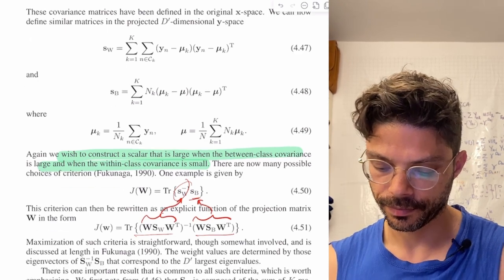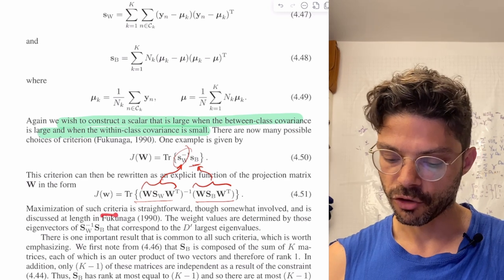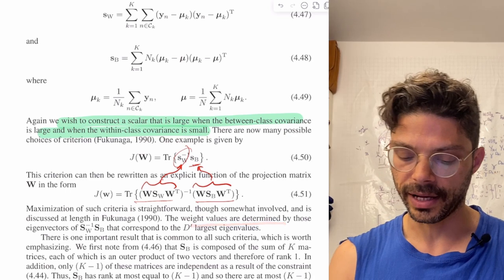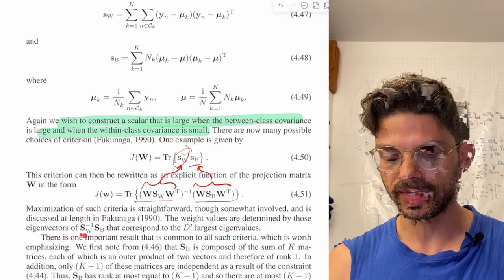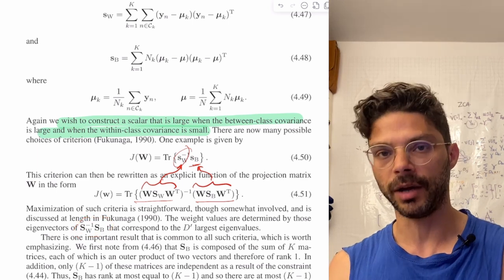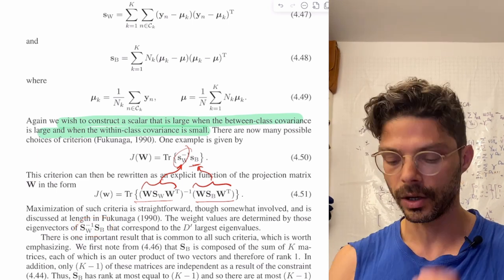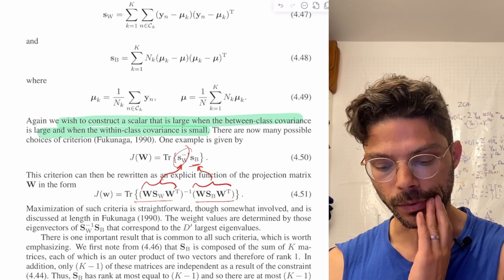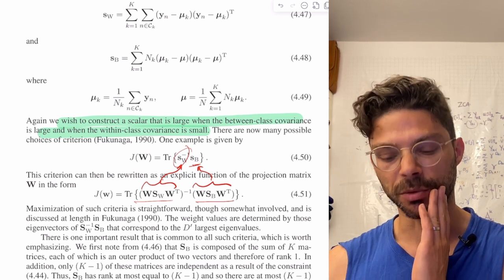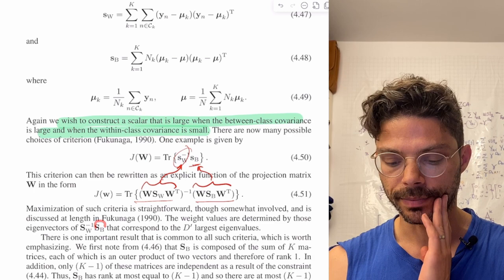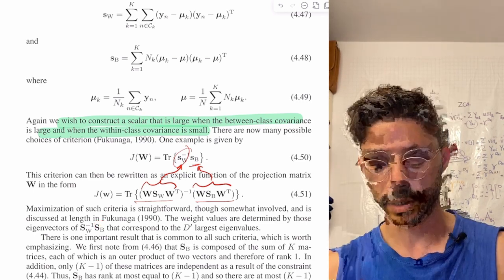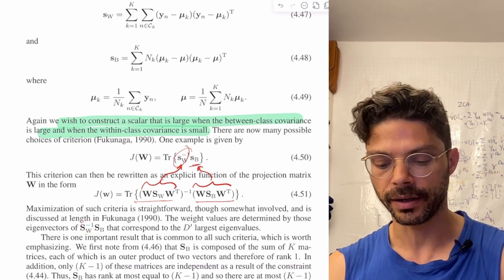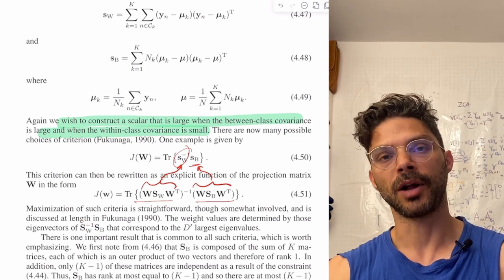Maximization of such criteria is straightforward, though somewhat involved. The weight values are determined by the eigenvectors of this matrix, and keep in mind this isn't a symmetric matrix, so the eigenvectors aren't going to be orthogonal, that correspond to the D prime largest eigenvalues. The ones with large eigenvalues are going to be the vectors that produce a large between class covariance, and, speaking loosely here, at the same time a small within class covariance.